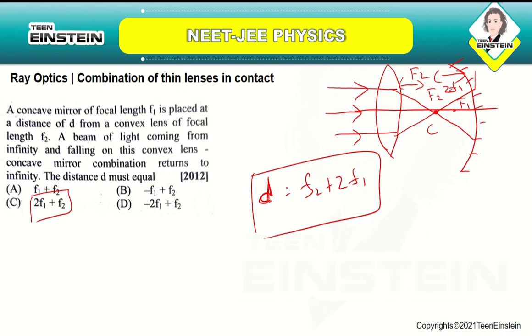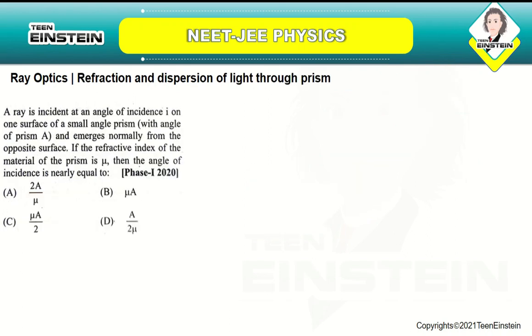So generally what happens is when light from infinity falls on a convex lens, it is converged at a distance equal to the focal length of the lens. Since the light traces the same path to infinity, the converged light must be formed at the same point after reflection from the concave mirror. So we can conclude that the image formed by the lens is at the center of curvature of the concave mirror. So the correct answer is 2f1 plus f2. Okay, let us now move on to the next question.